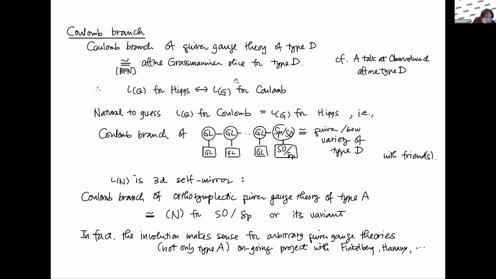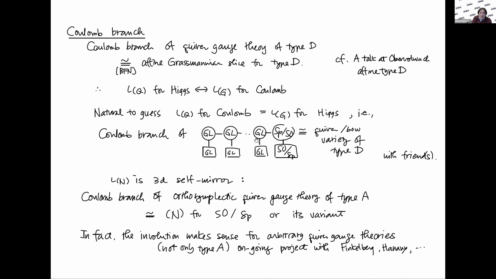Okay, so if you believe symplectic duality is actually a duality, in fact, I don't believe it, but maybe many more people accept it. So then the involution for a quiver automorphism, a diagram automorphism. But instead of the Higgs branch, if we consider the Coulomb branch, then it should correspond to another involution for the Higgs branch.